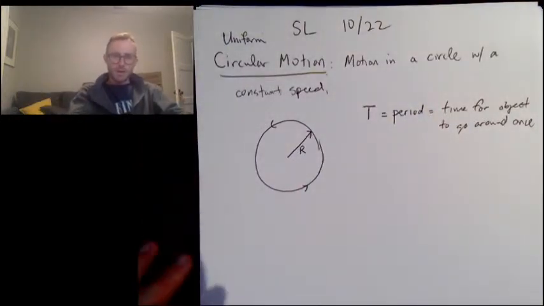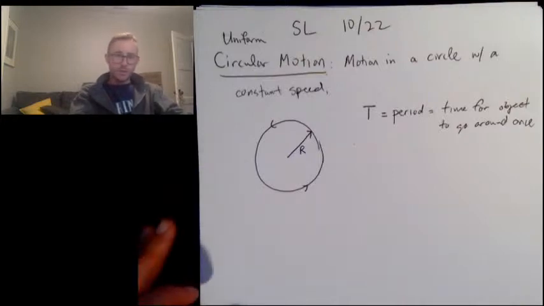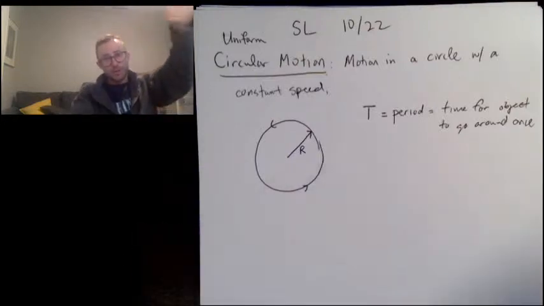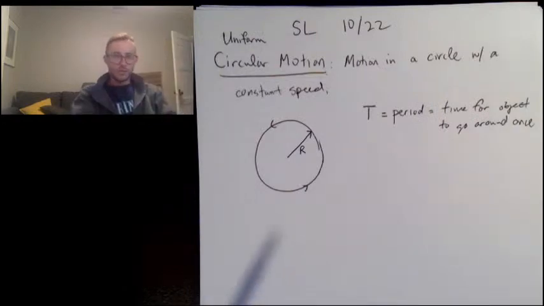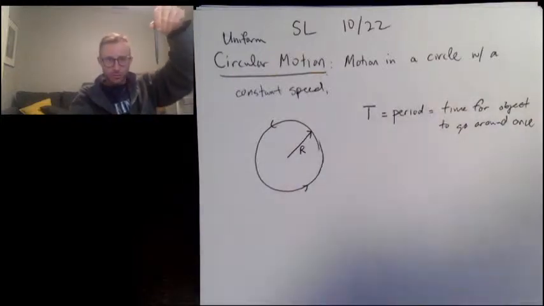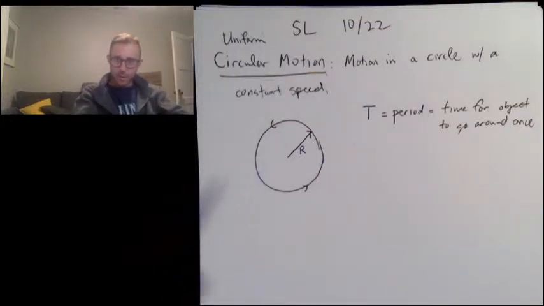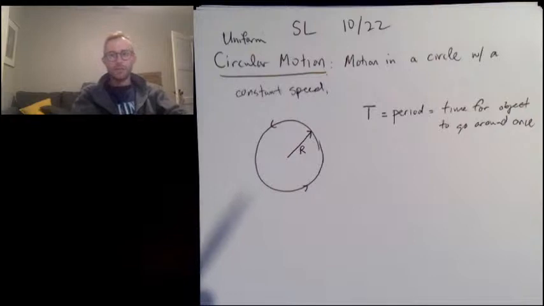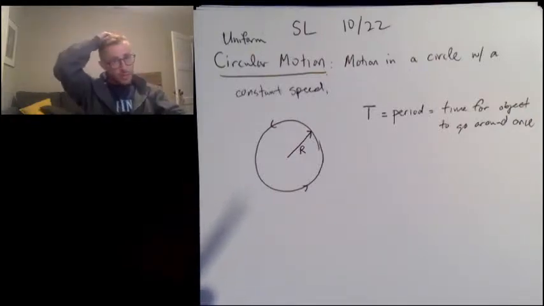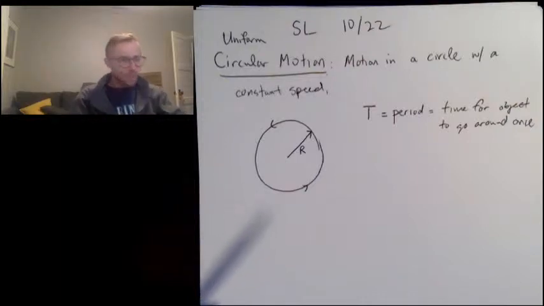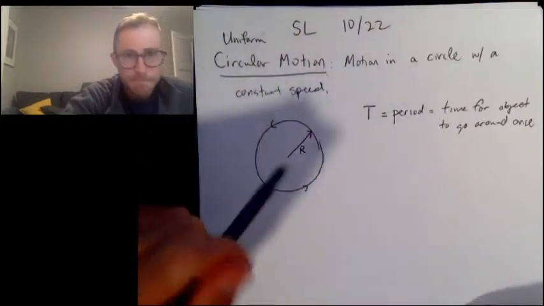Okay. So some examples: the period of the Earth's orbit around the sun would be 1 year. The period of the Earth's rotation around its axis would be 24 hours. The period of the moon around the Earth is about 28 days. So it's a time period, okay?